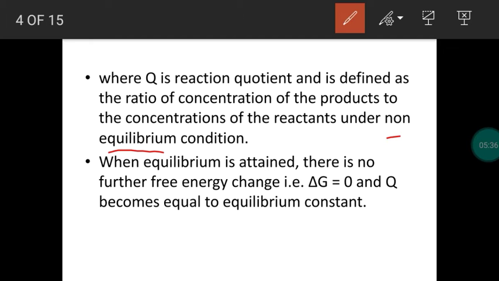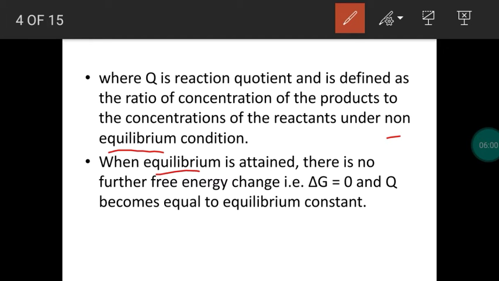So under equilibrium condition, when we calculate this ratio, it is called equilibrium constant K. So you have to remember the difference between reaction quotient and equilibrium constant. Now the reaction A and B gives product C and D. The reversible process is attaining equilibrium.